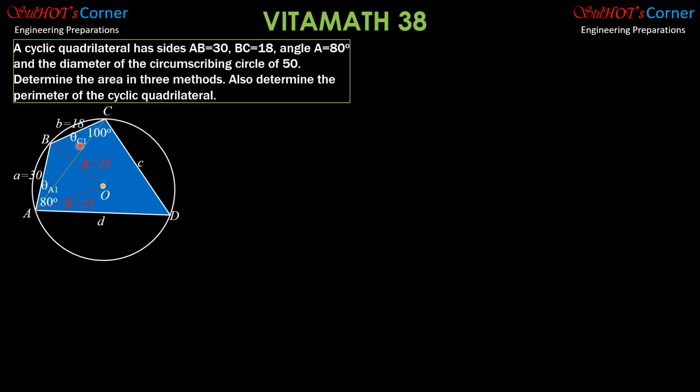After computing theta C1, the ratio of d and sine of this angle here is equal to 2r again, so we can solve d. So c and d can now be computed, then we can compute the perimeter of the cyclic quadrilateral.